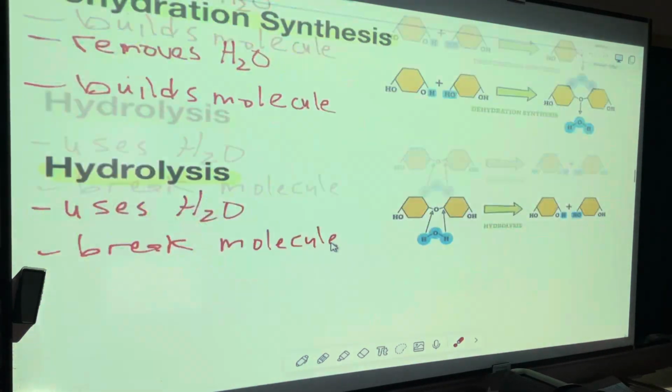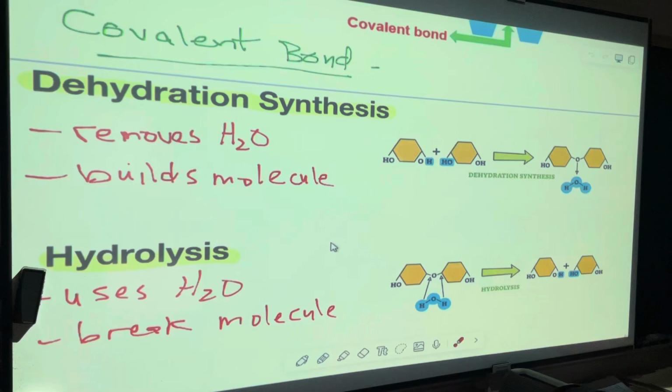There are two ways. And this is all you got to write. When we're done, I want you to be familiar with creating a covalent bond or breaking the covalent bond. The first is what's called dehydration synthesis. Think of dehydration. What are you removing? Water. Don't make it hard. If I synthesize something, am I making it? Yes or no? Think about it. Synthesize means to make, to create, by removing water.